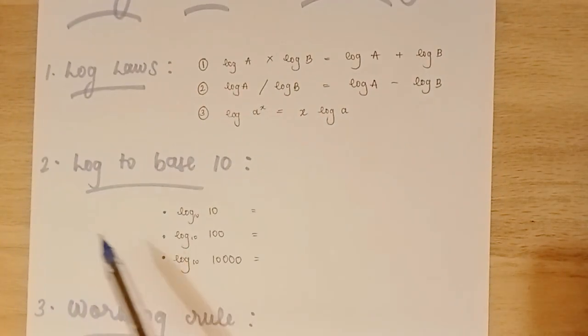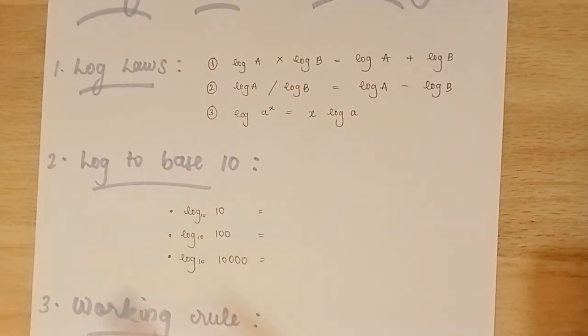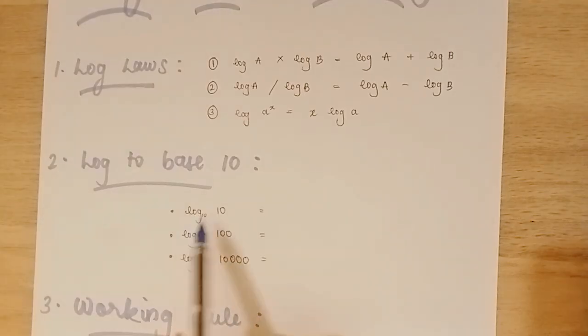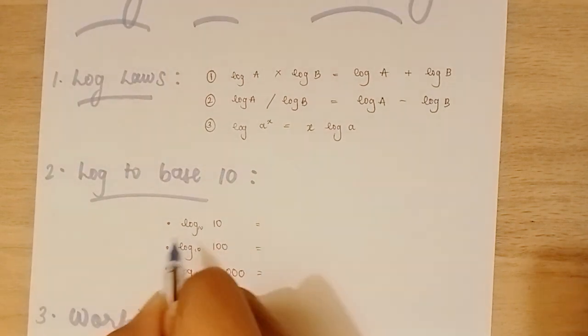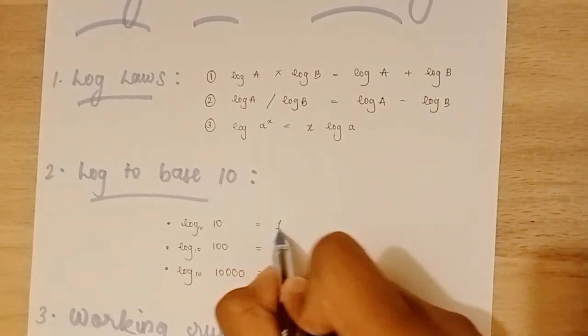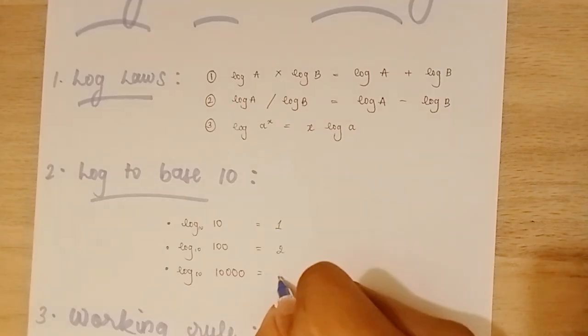Then we'll move on to the log to base of 10. So what do we mean by the log to base of 10? Whenever you get the values log 10, log 100 and log 10,000, you don't need to go and check the logarithm table. Instead of that, the value of log 10 will be 1. The value of log 100 will be 2. The value of log 10,000 will be 4.